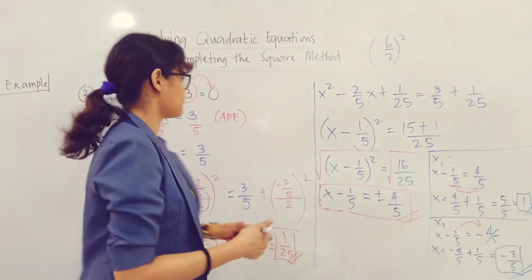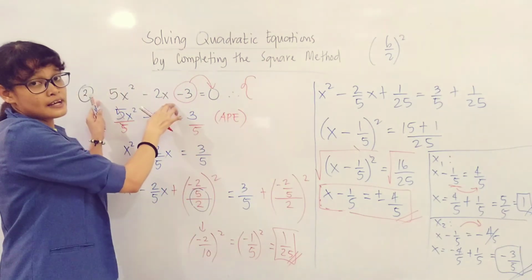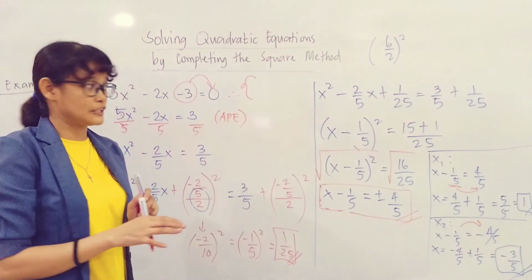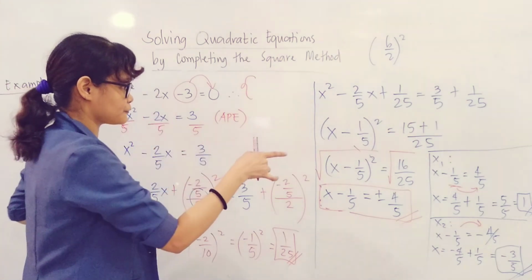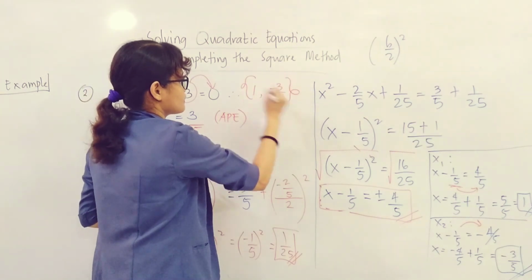So therefore, alright, the solution set for this quadratic equation 5x squared minus 2x minus 3 equal to 0 consists of 1 and negative 3 over 5.